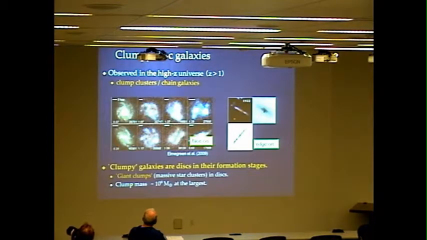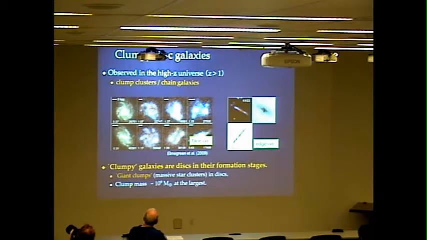I may be able to skip the introduction, but I'm now working on clumpy galaxies. These clumpy galaxies are thought to be in an unstable state in Toomre analysis. This clumpy structure is thought to be a consequence of the disk instability. These are galaxies in their formation stage, seen face on, and these are edge on.